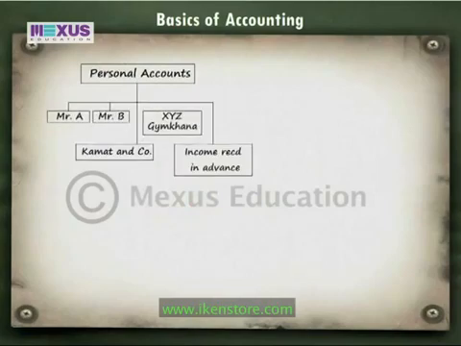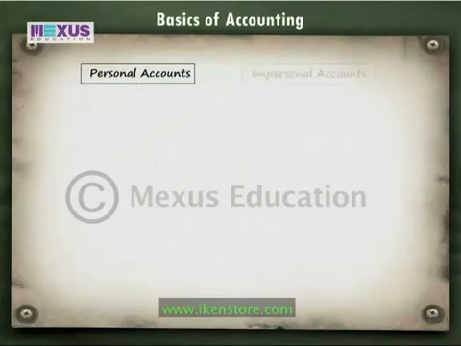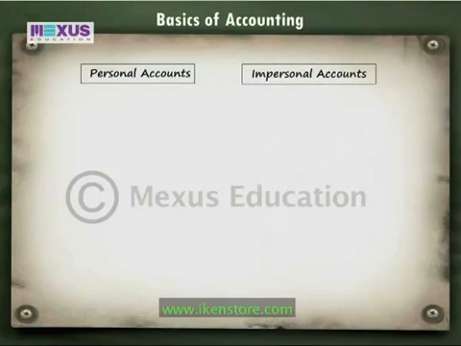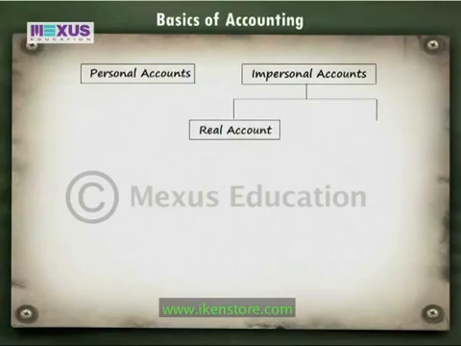Personal accounts deal with accounts of individuals and firms with which the businessman deals. Impersonal accounts relate to other than persons. These are again divided further into two types, for example, real account and nominal account. The real account deals with accounts of property, assets, and possessions of the firm.